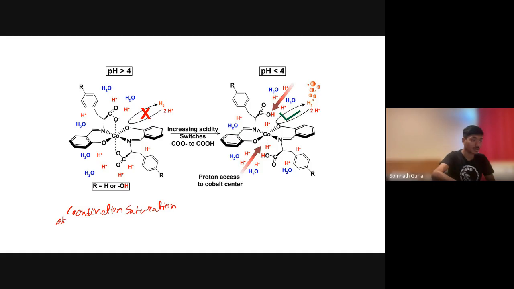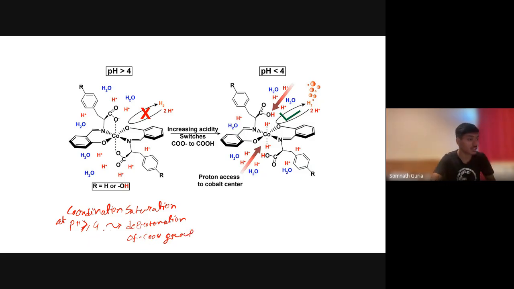Saturation at pH greater than 4: deprotonation of the COOH group.